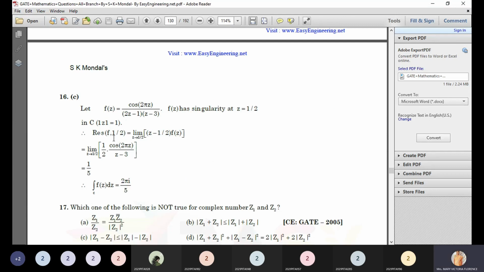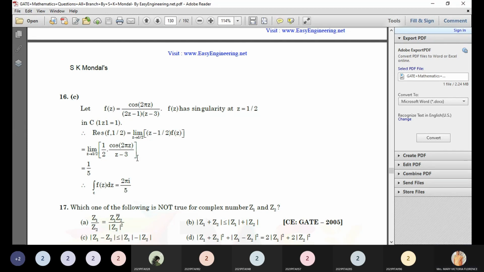So residue of f at 1 by 2 is the limit z tends to 1 by 2 of (z minus 1 by 2) f(z). Substituting f(z), we will be getting cos 2 pi z by 2(z minus 3). Now if we substitute z value 1 by 2, the answer is 1 by 5. So the integral over C of f(z) dz equal to 2 pi i by 5.